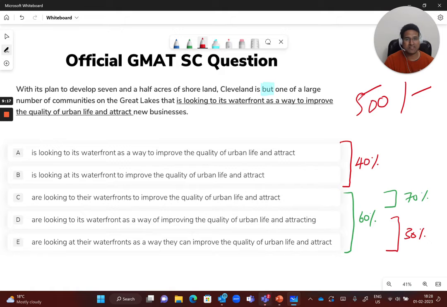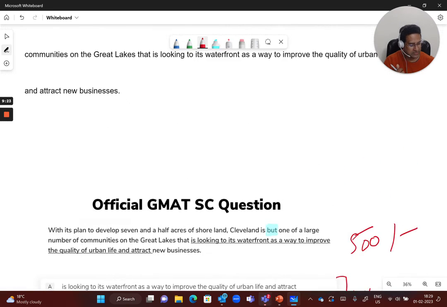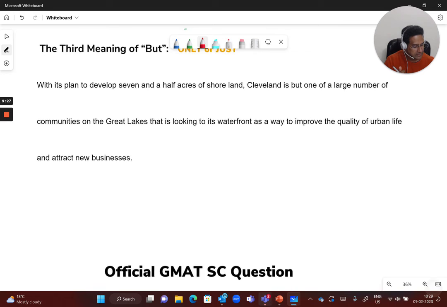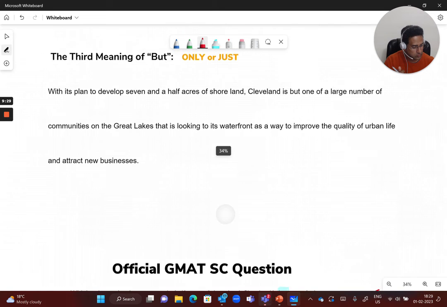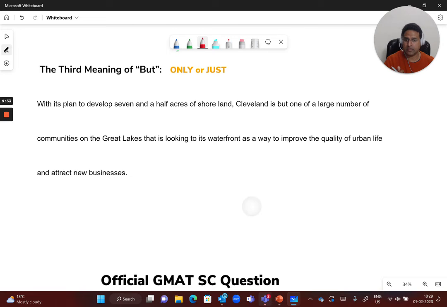Now, isn't that interesting? All right, so let's now look at this sentence closely and let's see which of these meanings applies to this particular official sentence. So let me just fit that into the screen here. All right, there you go.